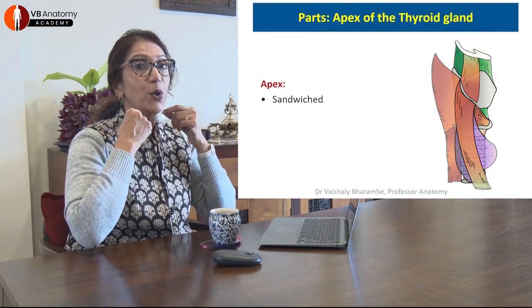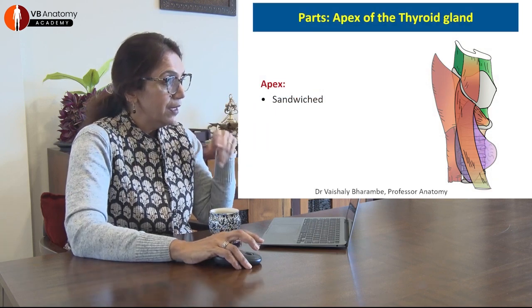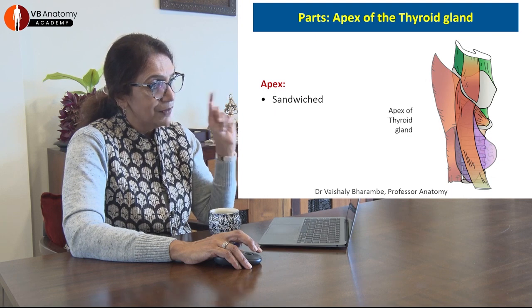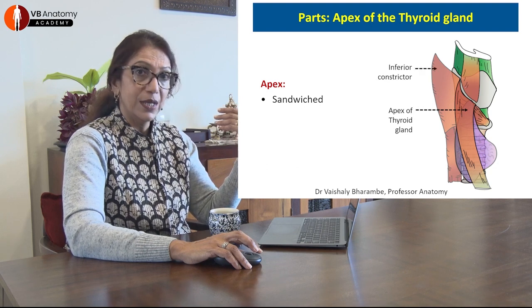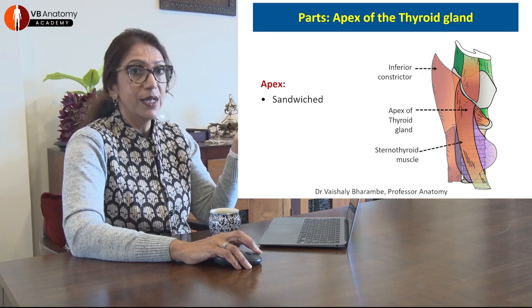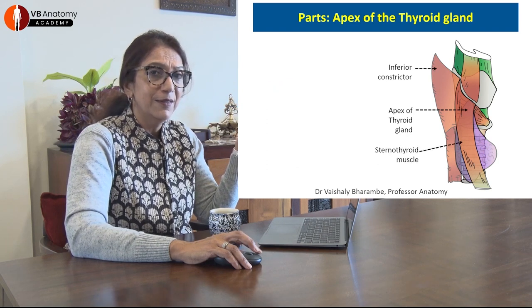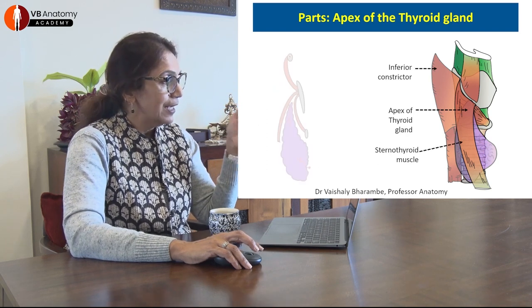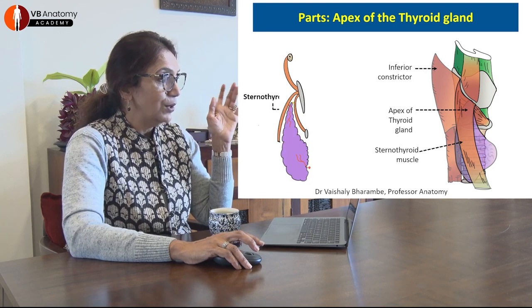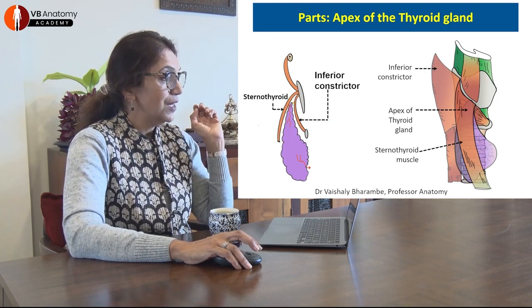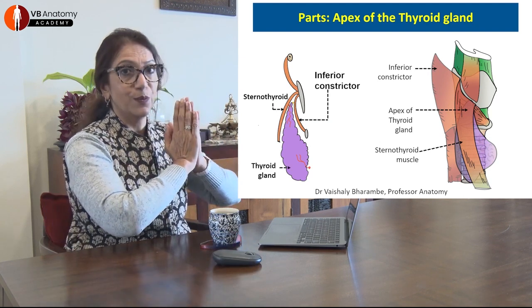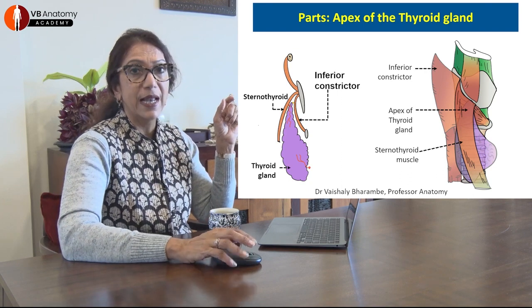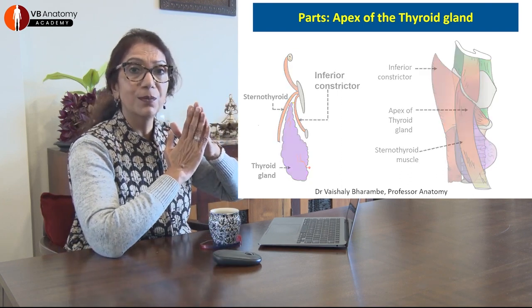Let's first talk about the apex of thyroid gland. That means the upper pointed end. Okay? Right. So here, look at the image. Can you see the apex of thyroid gland there? This apex is caught between the inferior constrictor on the inside and sternothyroid on the outside. Let's do this another way. Take a look at this image now. Can you see the sternothyroid on the outside and the inferior constrictor on the inside? Now see the thyroid gland rising up between these two. Can you see that the apex of thyroid gland is sandwiched between these two muscles?